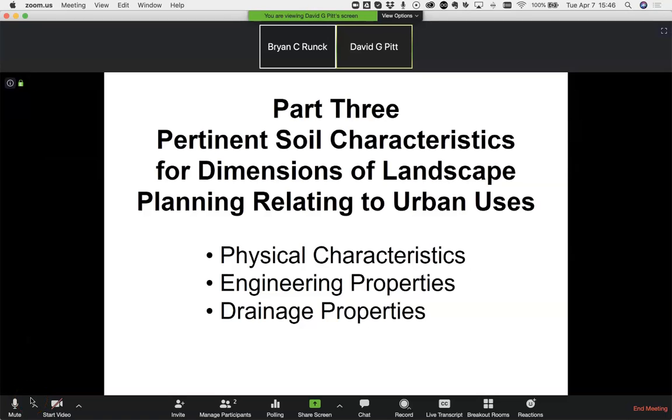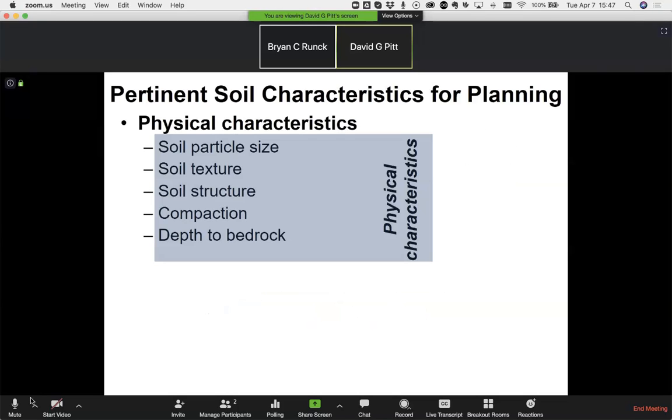In part three of the discussion, I want to talk about pertinent soil characteristics for dimensions of landscape planning related to urban uses. In talking about this, I want to talk about physical characteristics of soil and how they affect suitability for urban uses. I want to talk about engineering properties, and I want to talk about drainage properties.